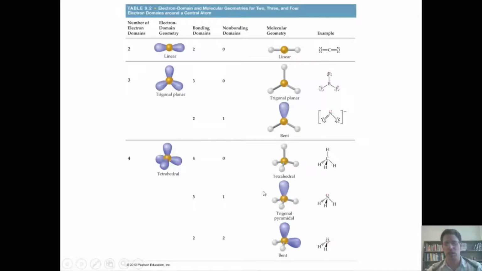By extension, there are similar examples shown down here in the rest of the table. I invite you to pause the video and make sure you look at these and understand how to predict the number of electron domains, the number of lone pairs or non-bonding pairs, and the number of bonding pairs, as well as the bond angles for each of these examples and related examples by extension. With that in mind, then, let's take a look at some examples.